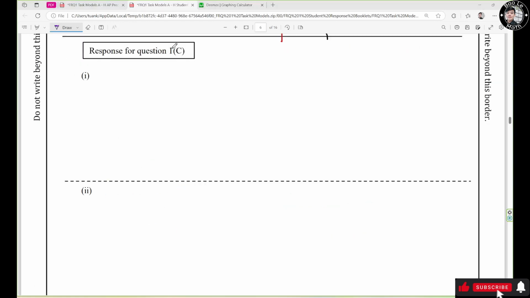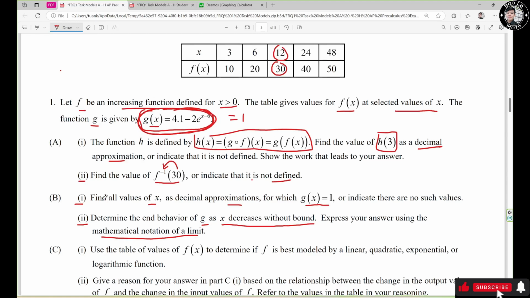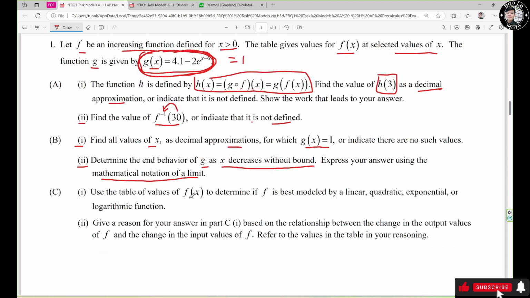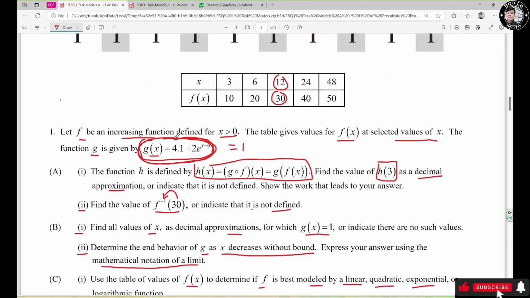Now let's move on to CI. So question C right here, use the table of values of f(s) to determine if the function f is best modeled by a linear, quadratic, exponential, or logarithmic function. Alright, so we look at the table right here. We see that in order to get 6 from 3, we're going to multiply by 2. In order to get 12 from 6, we're going to multiply by 2. This multiply by 2 and this multiply by 2.